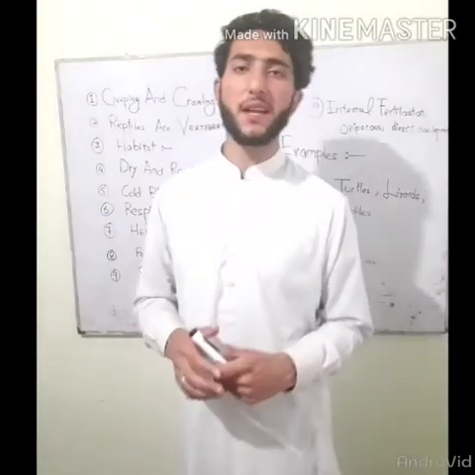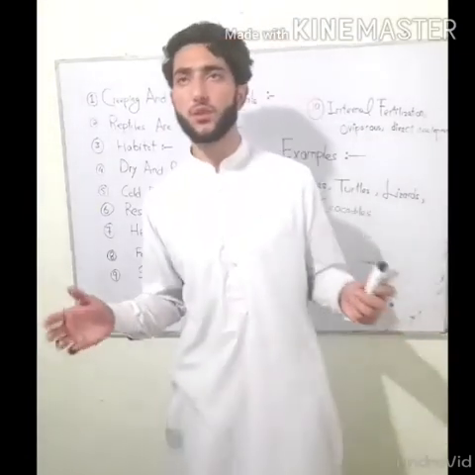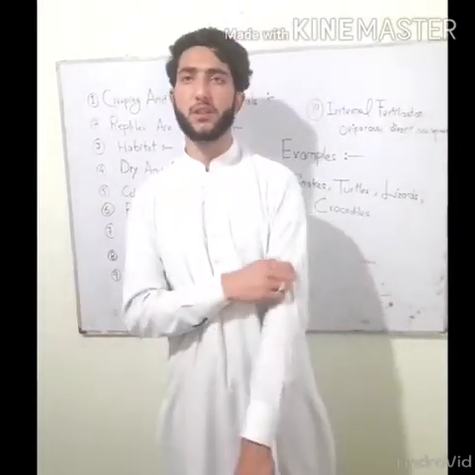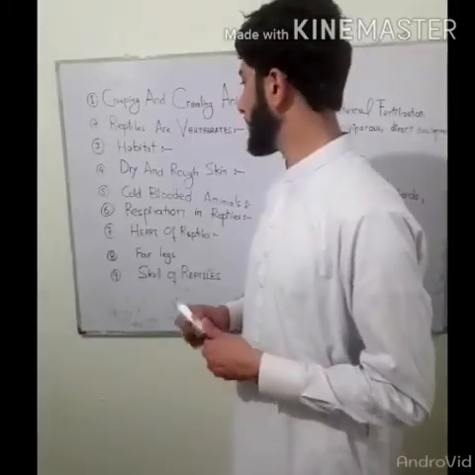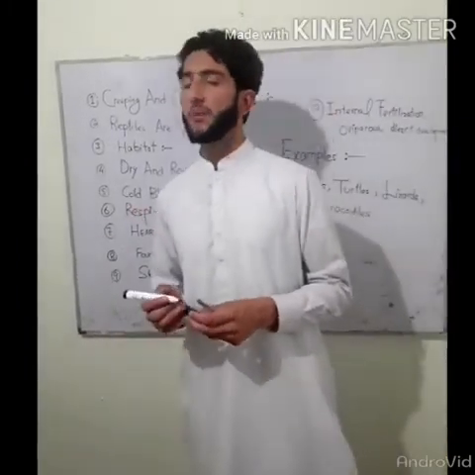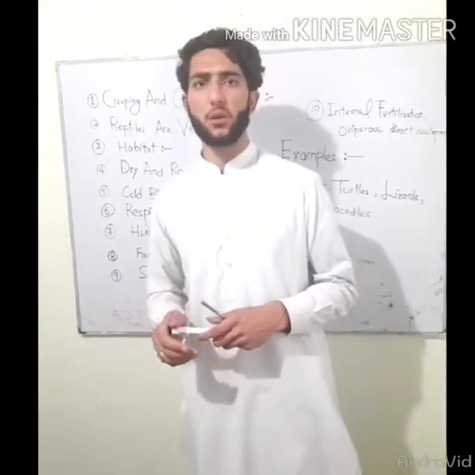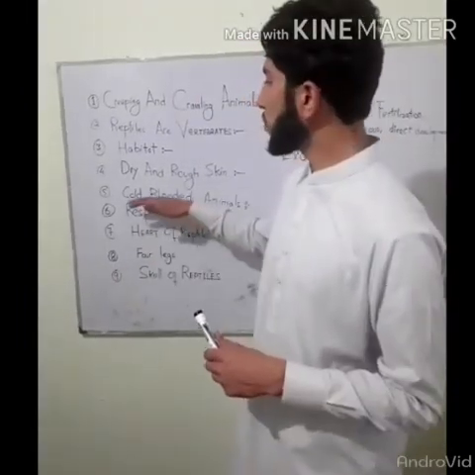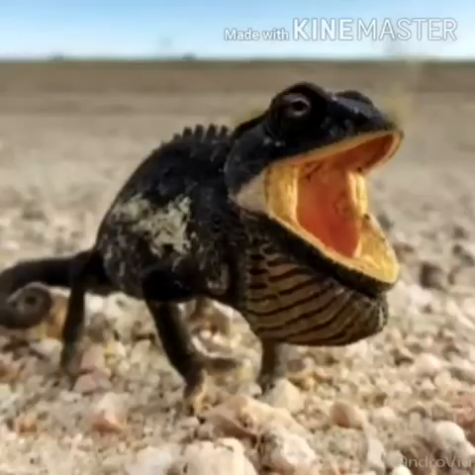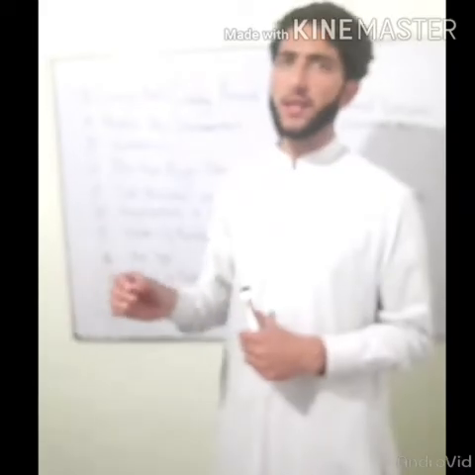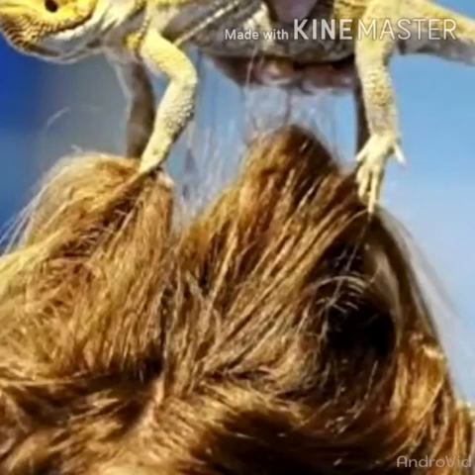Reptilian animals are cold-blooded animals. What is meant by cold-blooded animals? Those animals which do not regulate their body temperature are known as cold-blooded animals. They are present in the warmer regions, and very few in the colder regions. They are very fast and active in warmer regions, and slower or lazy in colder regions.